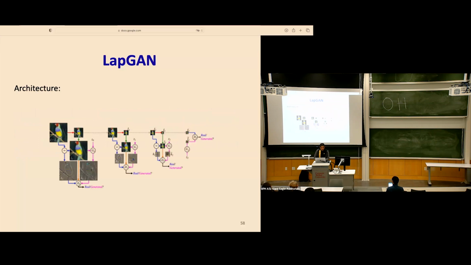This is the architecture for LapGAN. You can see that we are dividing a big problem into smaller problems, making it easier to train a conditional GAN model. So that's my part.